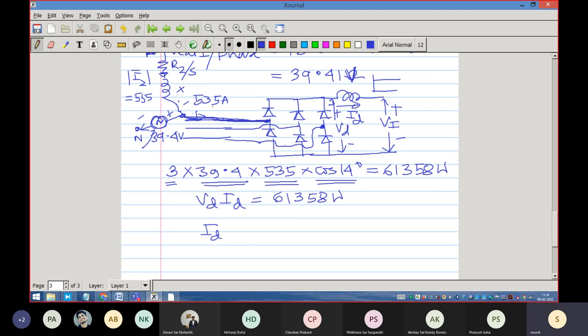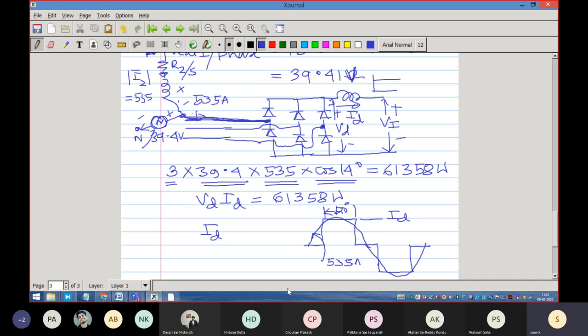But the current reflected in the rotor side is 535 ampere, and it is a diode rectifier. So the shape of the current in the rotor circuit is a quasi square wave. Quasi square wave means every conduction is 120 degrees, and the level of the current is ID. The fundamental of the current is given by this waveform. And what is that fundamental's RMS value?